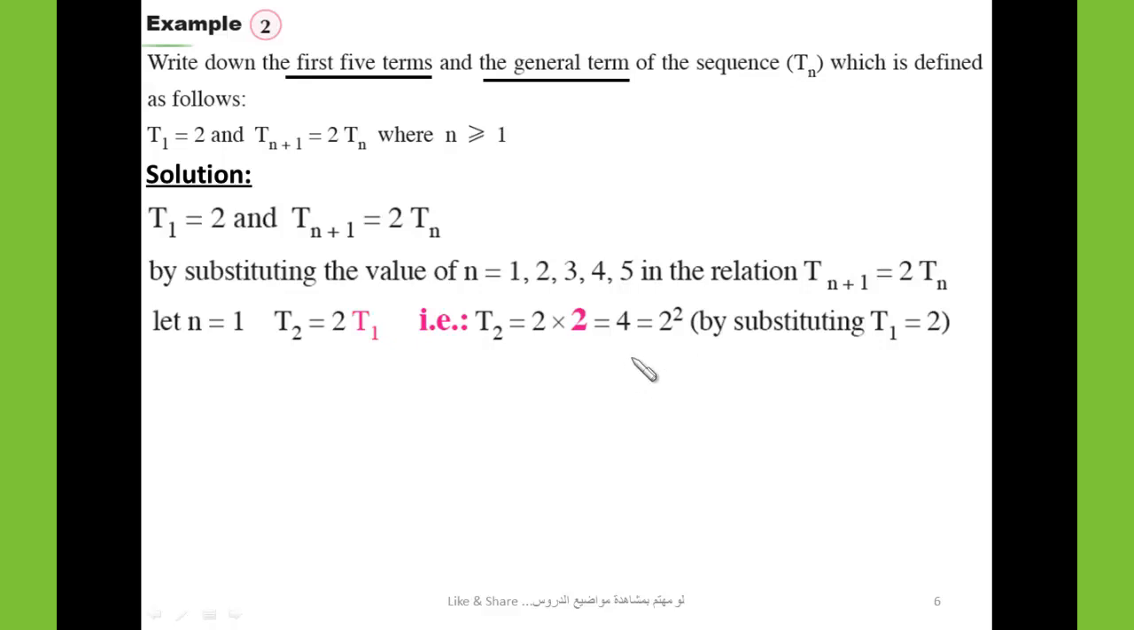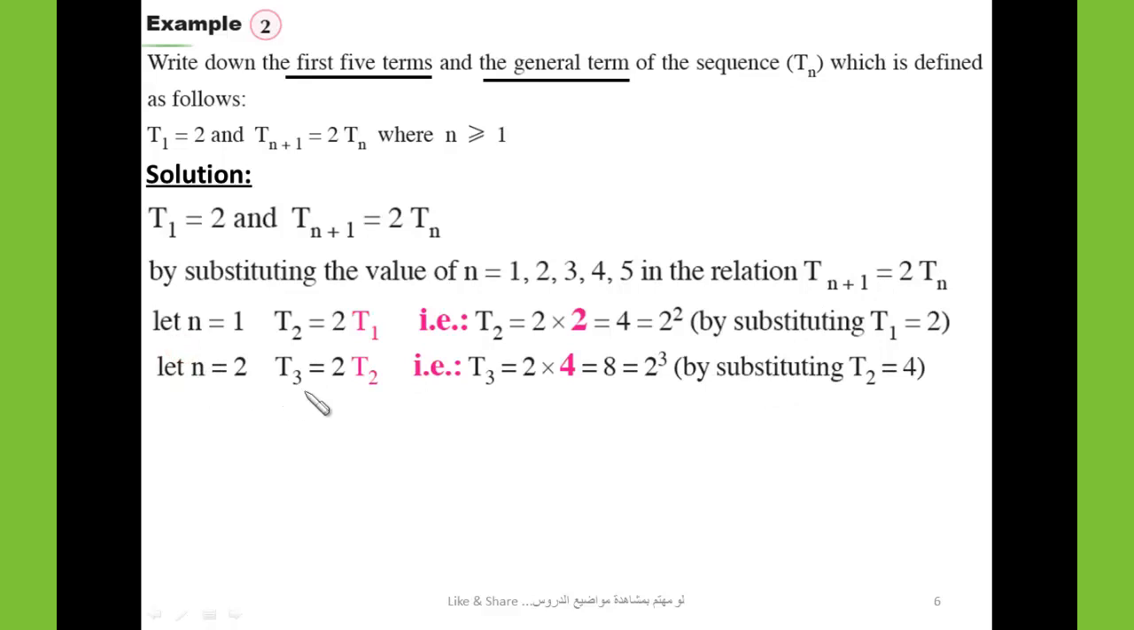Okay, what about the next term? We substitute n equals 2. When you substitute n equals 2, you will get T3, since 2 plus 1 equals 3. So T3 equals 2 multiply T2, and we know that T2 equals 4. So it is easy to calculate T3 as follows. Let n equals 2, so T3 equals 2T2. What is the value of T2? It is 4. 2 multiply 4 equals 8, and 8 equals 2 power 3, by substituting T2 equals 4.